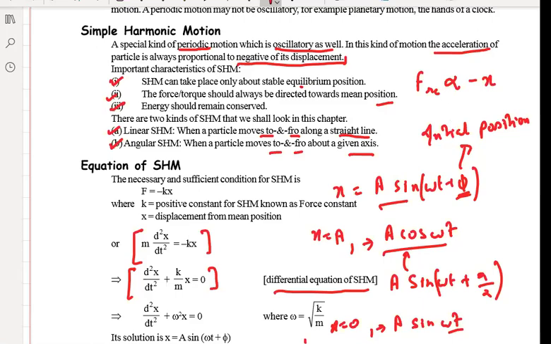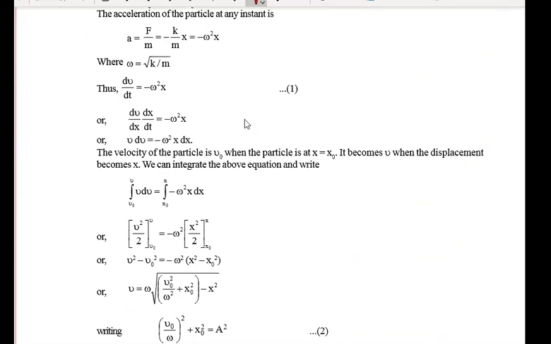Okay, very good. As I told you, the derivation of this is basically based on the differential equation that you are going to study in class 12th. I'll just tell you once, but if you don't get it, no issues. Capital A is the amplitude, the maximum position. Now, let's see the derivation, guys. But if you don't get it, no issues.